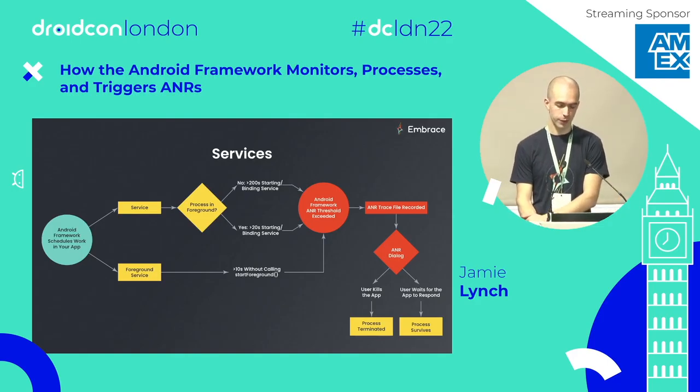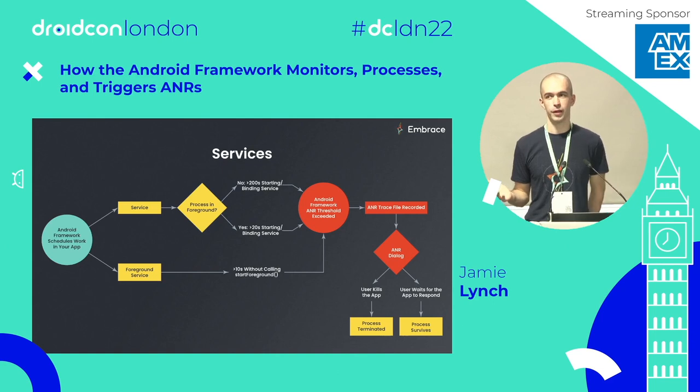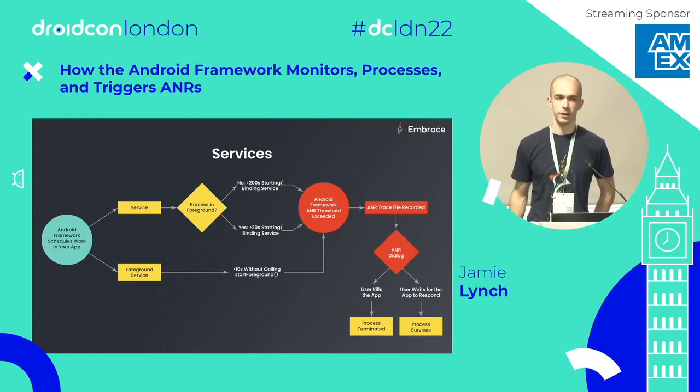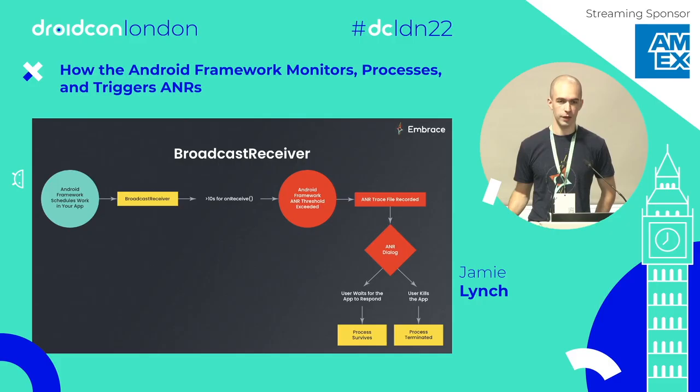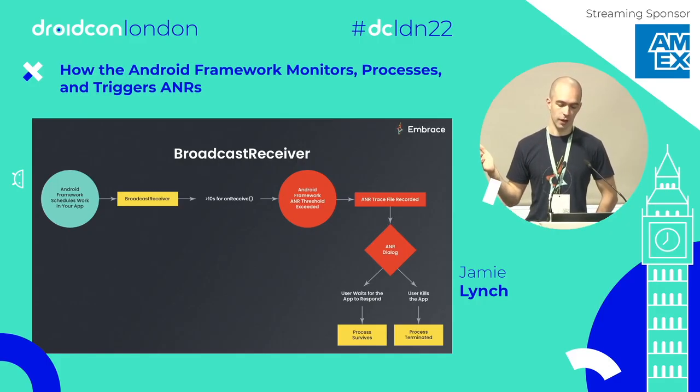Next, let's cover a broadcast receiver. The threshold for this is 10 seconds in onReceive. If you take longer than that, you're always going to get an ANR. There are a couple of exceptions to this, mainly when the device is booting. When the device is booting, CPU is a pretty scarce resource, so there's a little more leniency there. Again, this diagram summarizes what's happening: if you take longer than 10 seconds in onReceive, the threshold gets exceeded, the trace file gets recorded, and the ANR dialog shows up.